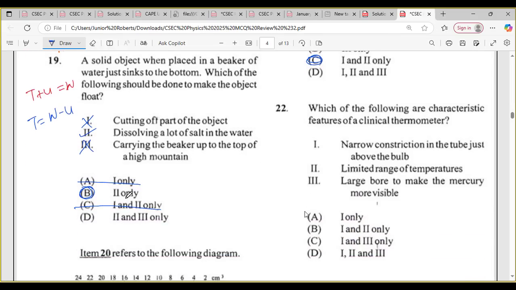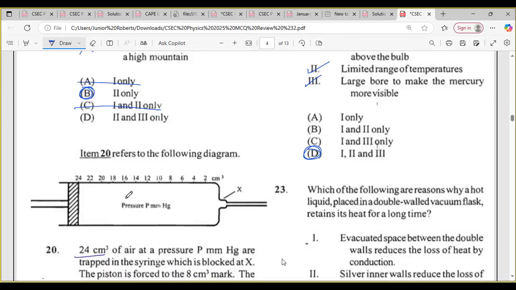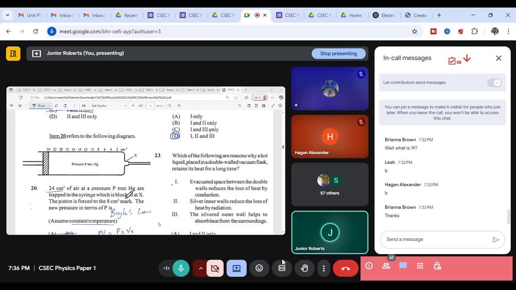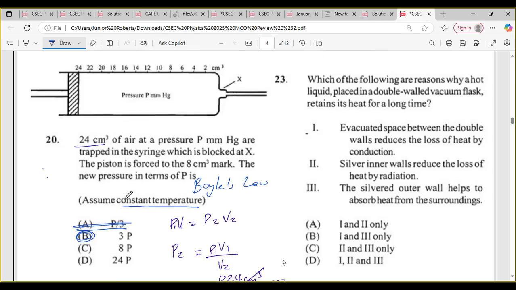22 now says, which of the following are characteristic features of a clinical thermometer? A clinical thermometer will have a narrow constriction in the tube just above the bulb. It has a limited range of temperatures and it also has a large bore, so we can have the mercury being more visible. So 22 is going to be D. Again, if you have questions with these, don't be afraid to ask.